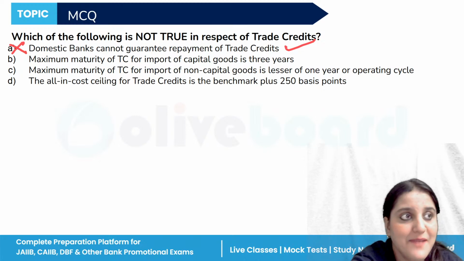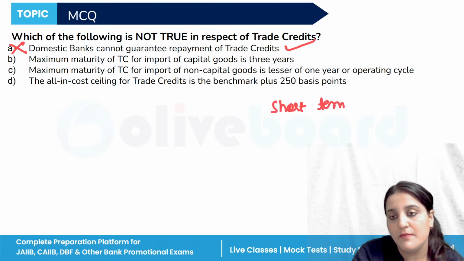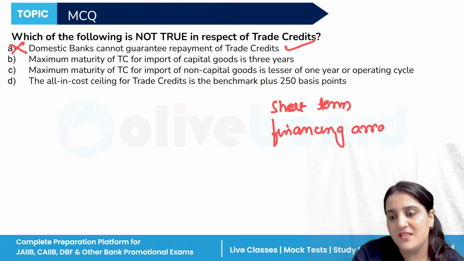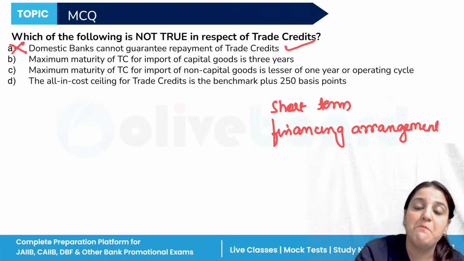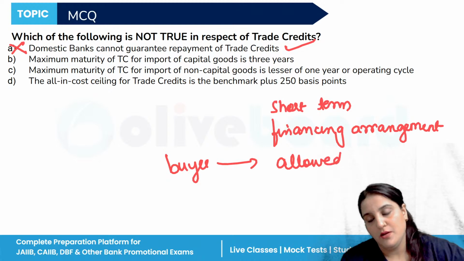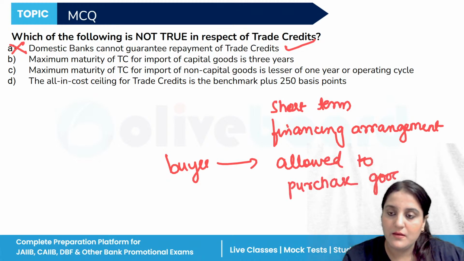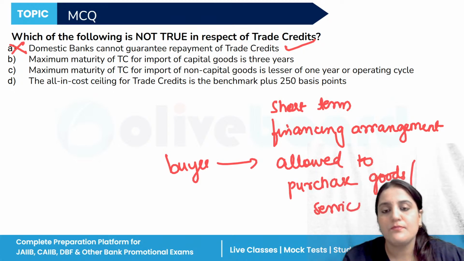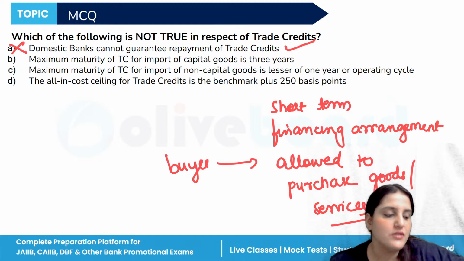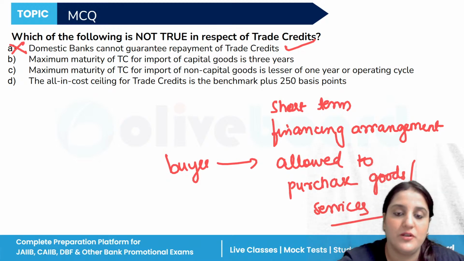Trade credits basically refer to a short term financing arrangement where a buyer is allowed to purchase goods or services and defer the payment for a specific period. They are commonly used in international trade to facilitate transactions between importers and exporters.